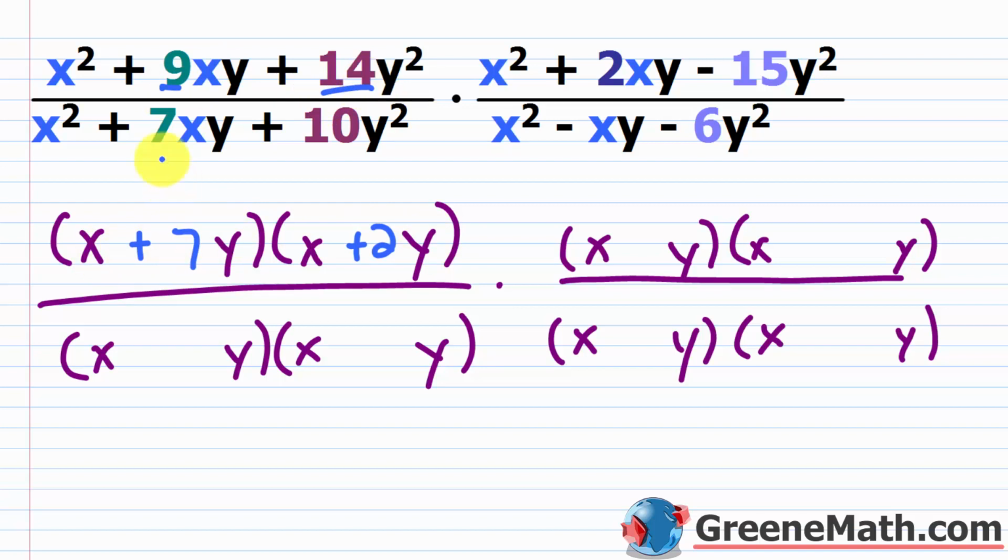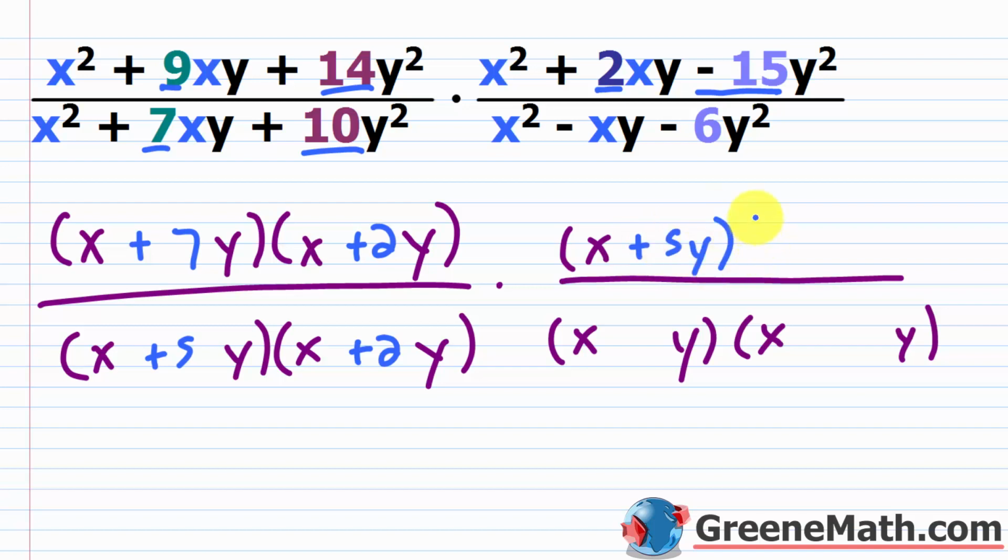That's it. So here, I've got 7 and I've got 10. So it's got to multiply to 10 and sum to 7. That's 5 and 2. So that's really easy. So 5 and 2. Here, it's got to sum to 2 and give me a product of negative 15. So that's going to be positive 5 and negative 3. So positive 5, and this isn't going to fit. So let's put x plus 5y and then x minus 3y. So positive 5 and negative 3.